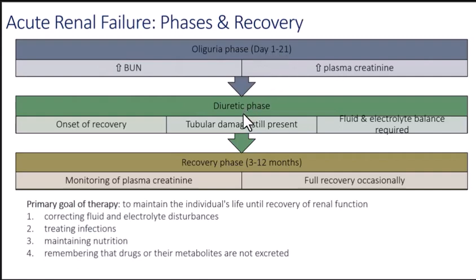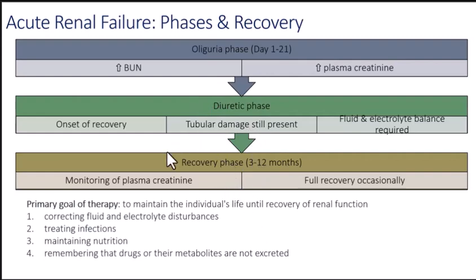During the second phase here, the diuretic phase, this is really when recovery can start. But here we're still seeing tubular damage present, and it's important for fluid and electrolyte balance to be a treatment that's in place. And the reason for that is because there will be a state of diuresis, which is excessive loss of water once the kidneys start functioning better.